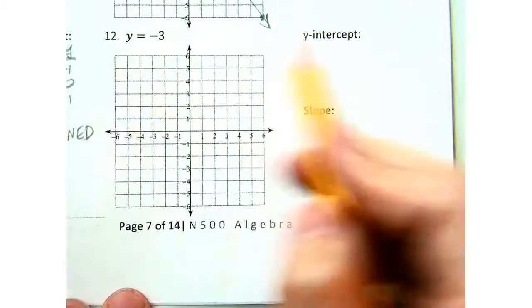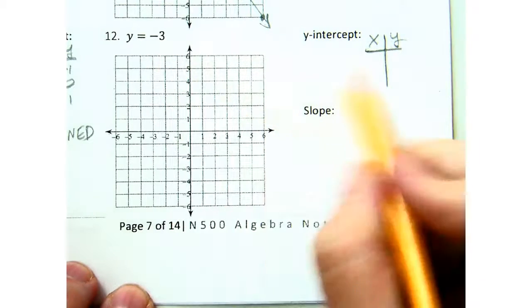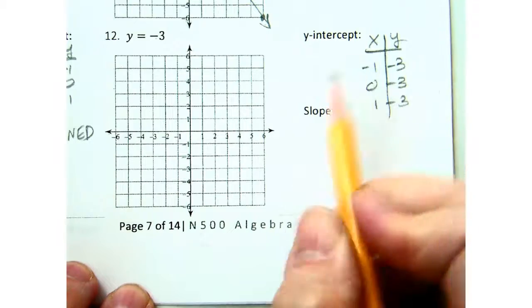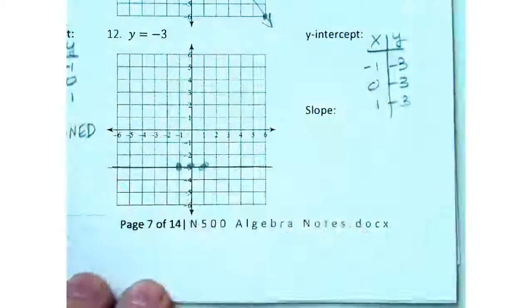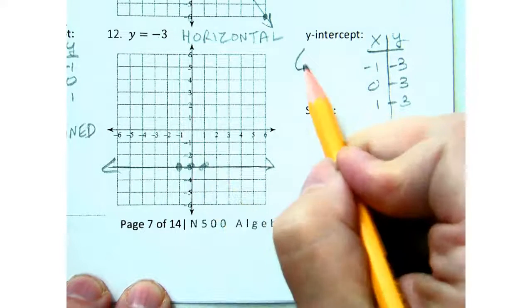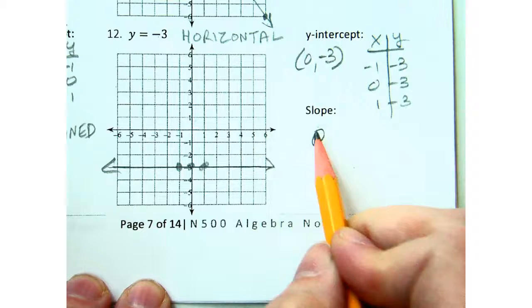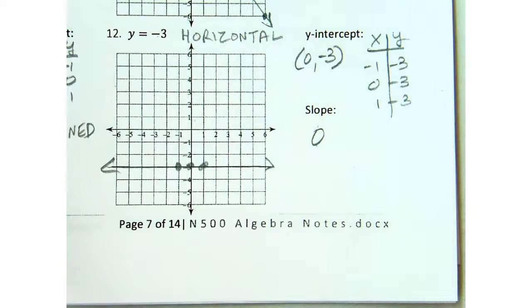Example 12 is also a special case, in this case a horizontal line. Replace the y with negative 3 and then use random numbers for x. Graph these points. We get a horizontal line. The y-intercept is where it crosses the y-axis at negative 3. The slope of a horizontal line is 0 because our rise is 0 and our run is any number we choose, but 0 divided by a number is always 0.